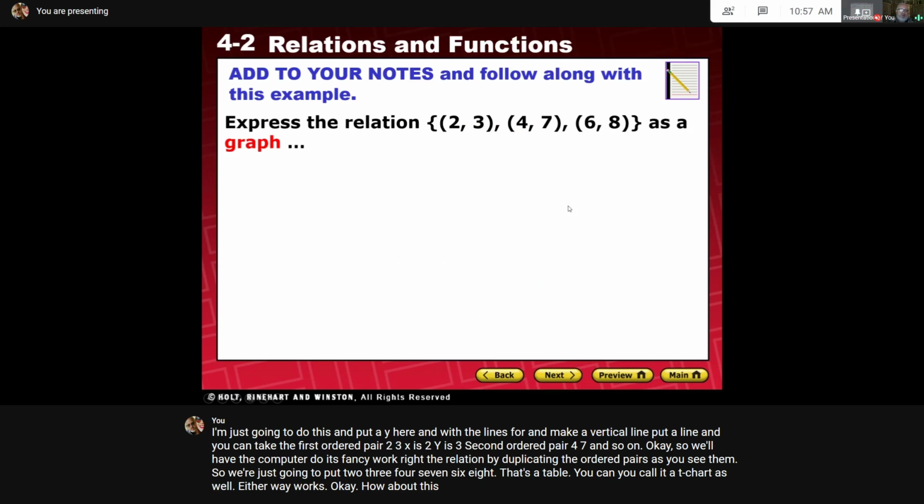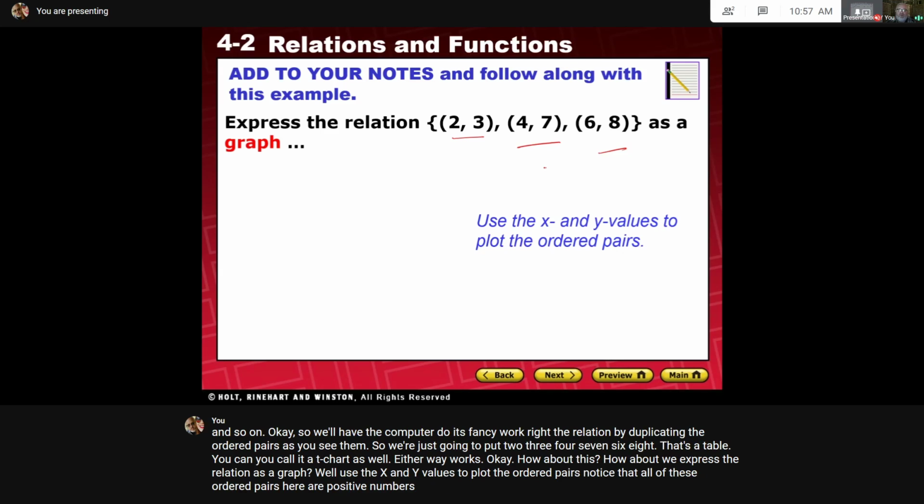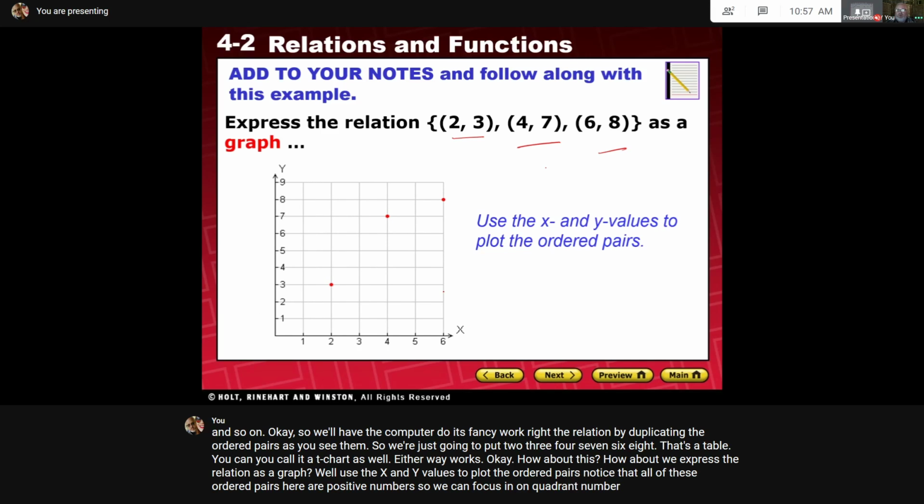Okay? How about this? How about we express the relation as a graph? Well, use the x and y values to plot the ordered pairs. Notice that all of these ordered pairs here are positive numbers. So we can focus in on quadrant number 1. So this is quadrant 1.